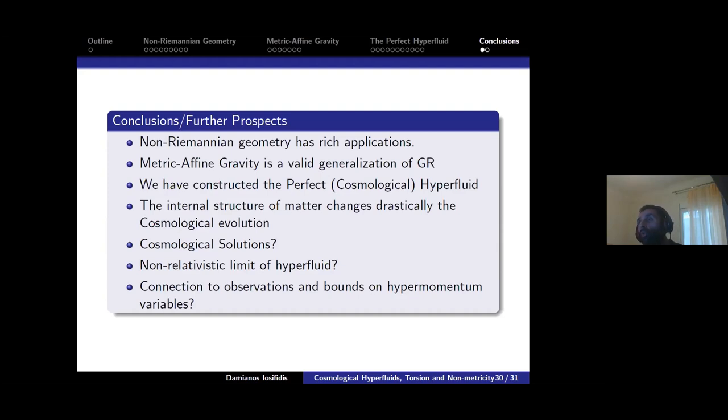need to be found. So what would be interesting would be to find the non-relativistic limit of this perfect hyperfluid and see how the continuity and the Euler equations are modified because of this microstructure. Because of the hypermomentum, we have extra terms in the Euler and continuity equations, and we can see possible physical interpretations of these terms. And in the end, to see how these hypermomentum variables are related and give some bounds on these hypermomentum variables by measurements from observations, etc. So that's it. Thank you.